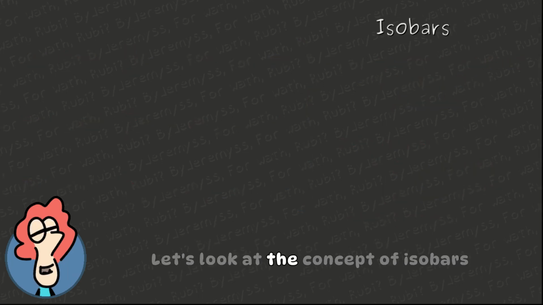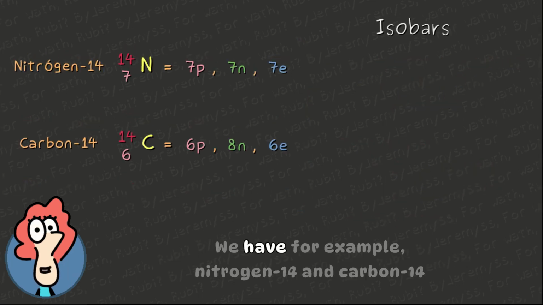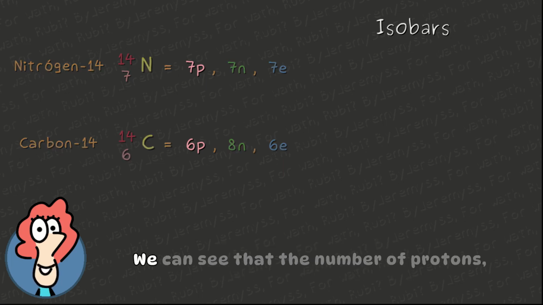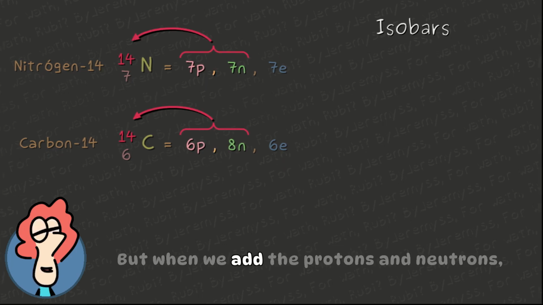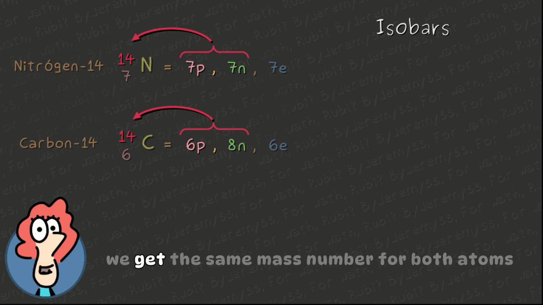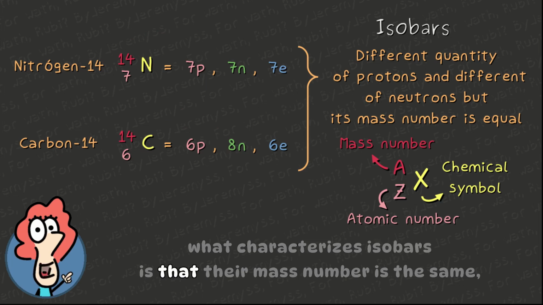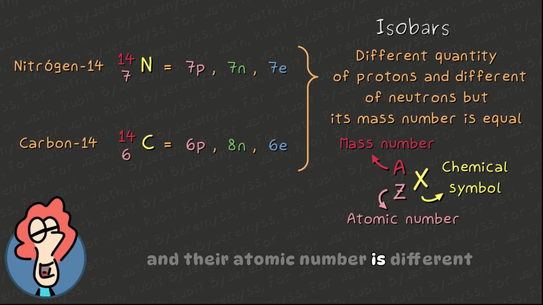Let's look at the concept of isobars. We have, for example, nitrogen-14 and carbon-14. We can see that the number of protons and neutrons is different in both cases. But when we add the protons and neutrons, we get the same mass number for both atoms. What characterizes isobars is that their mass number is the same and their atomic number is different.